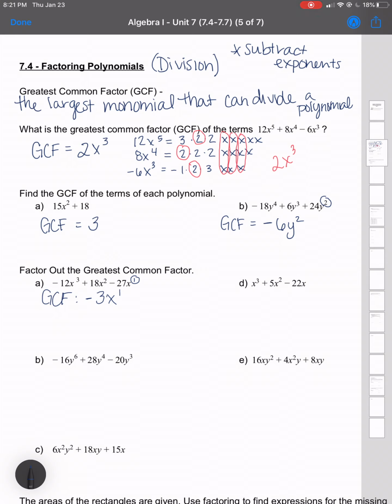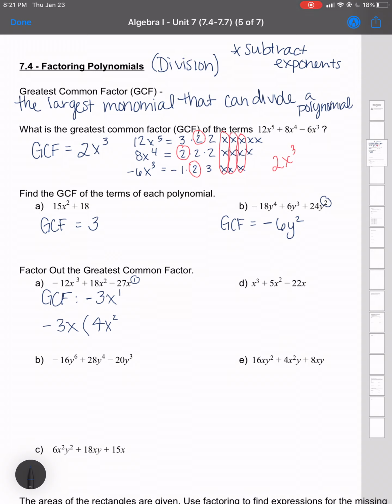So now, in order to factor it, you're going to write that out front. You have to write it out front. Without it, it doesn't say an equal expression. And then you're dividing. So what is negative 12 divided by negative 3? 4. x cubed divided by x. Remember, you're subtracting your exponent. So 3 minus 1 is 2.